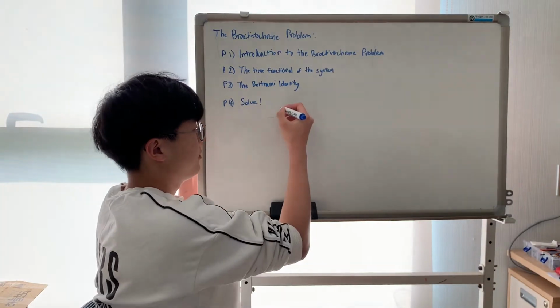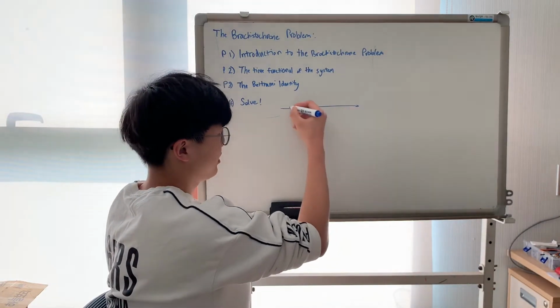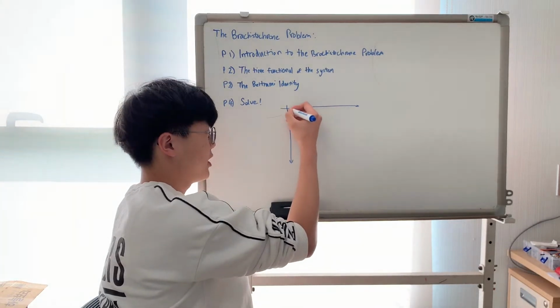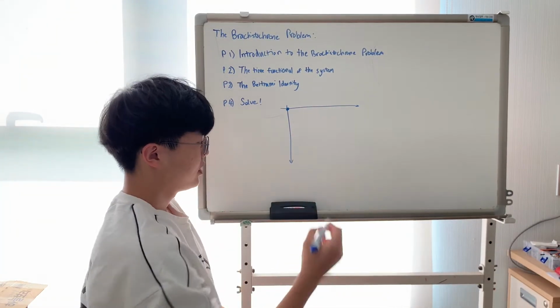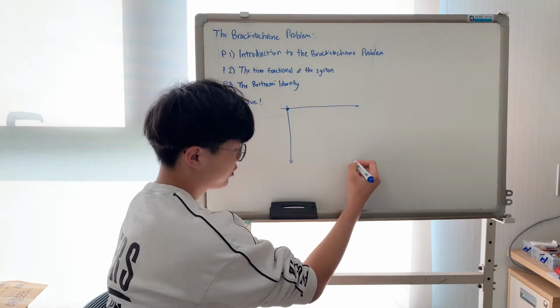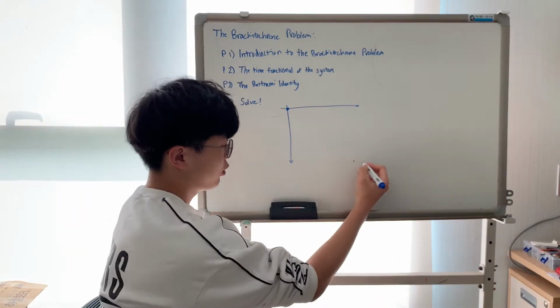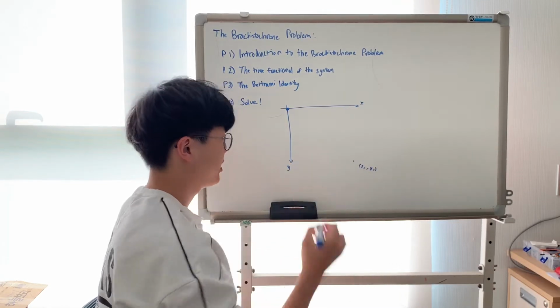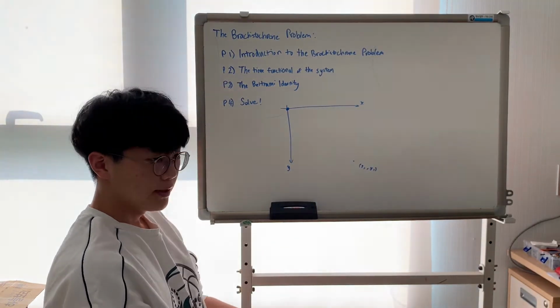Let's say we have a Cartesian plane like this, and we want this object that starts from the origin to go to an abstract point here called x1, y1. This is the x-axis and this is the y-axis.